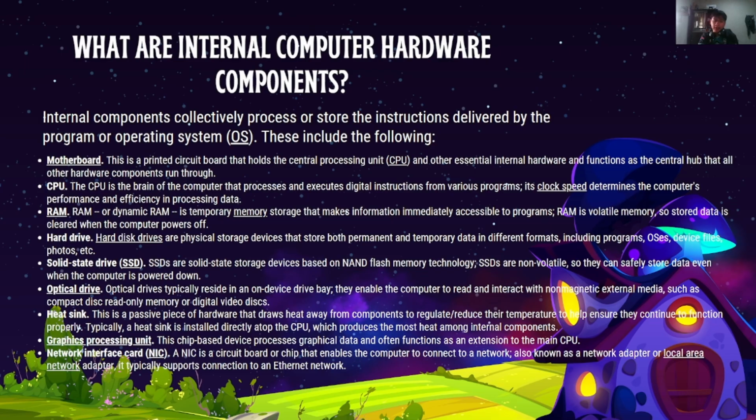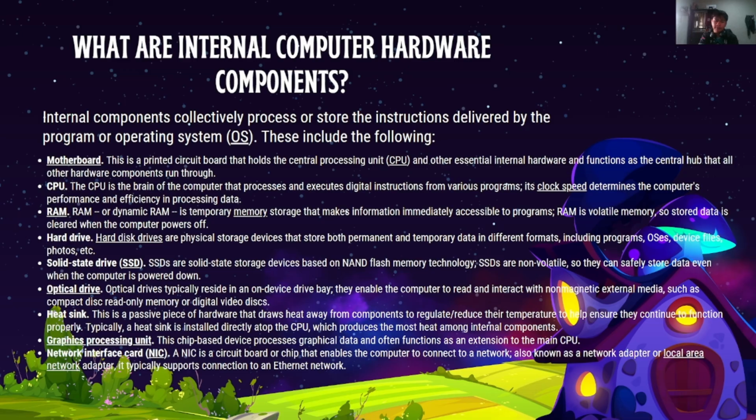Heatsink. This is a passive piece of hardware that draws heat away from components to regulate or reduce their temperature and ensure they continue to function properly. Typically, a heatsink is installed directly on top of the CPU, which produces the most heat among internal components.